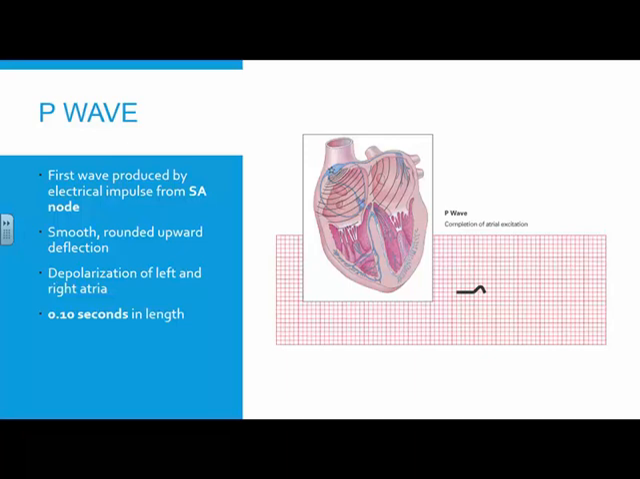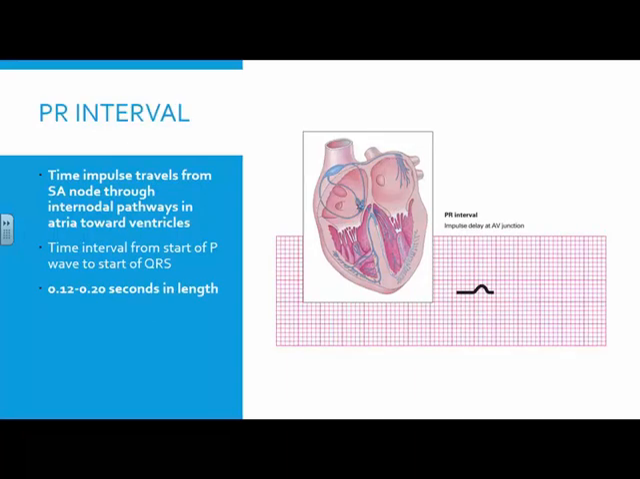Now, we're not going to do a whole lot of measuring of the P wave, but we are going to measure the PRI. Because it's more important for me to know how long it's taken this conduction to get from the SA node to the AV node. Alright?